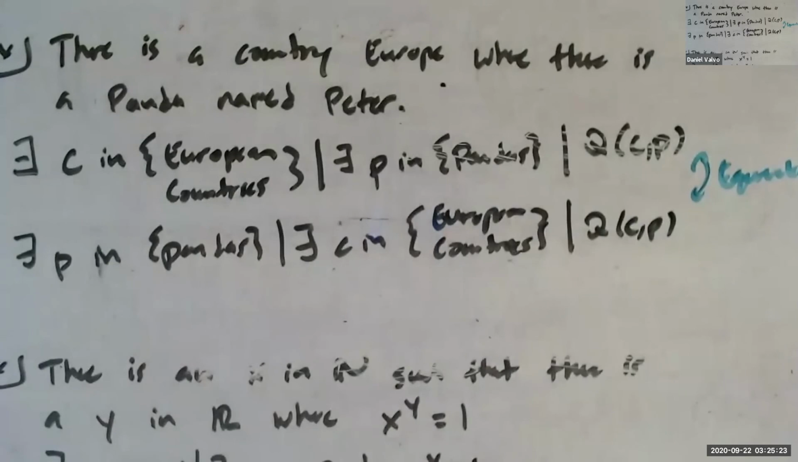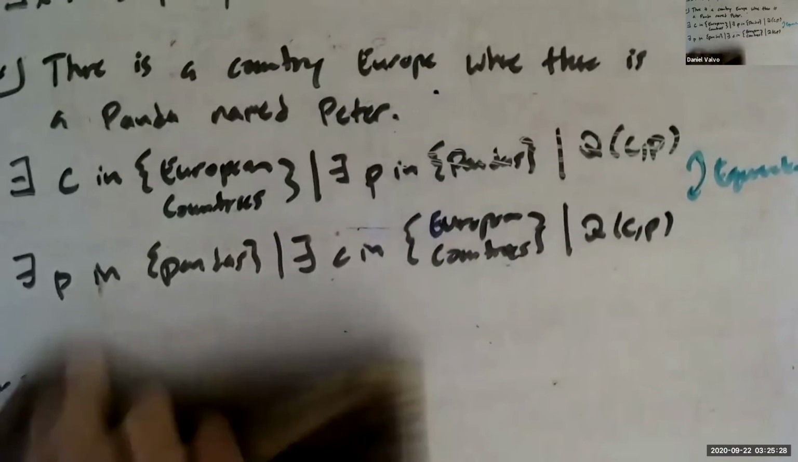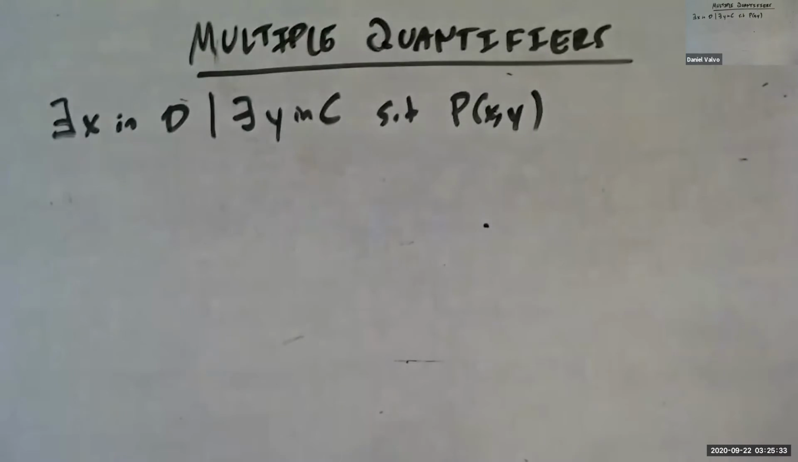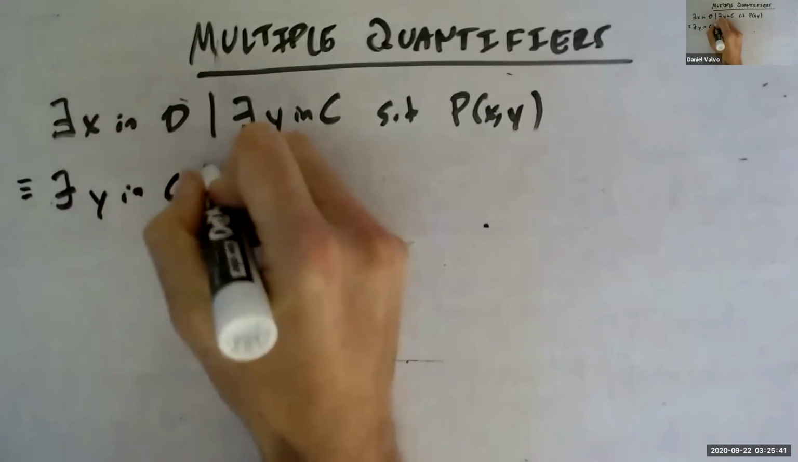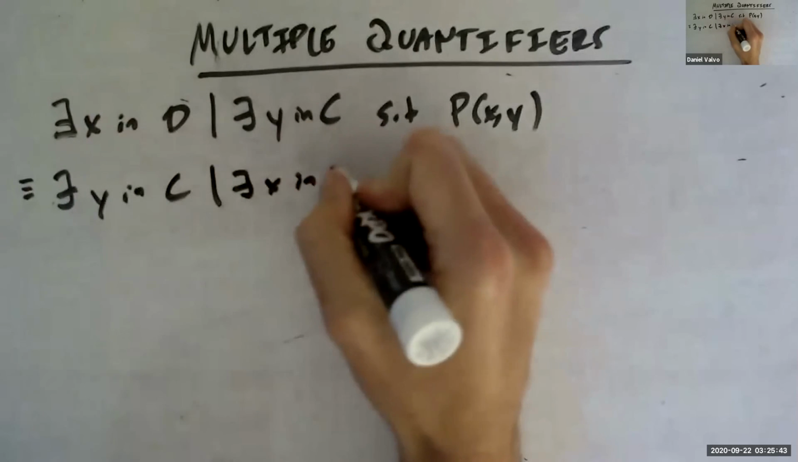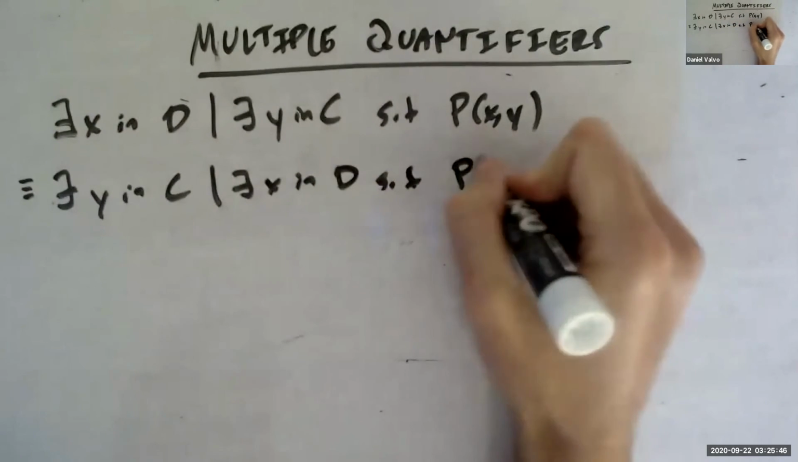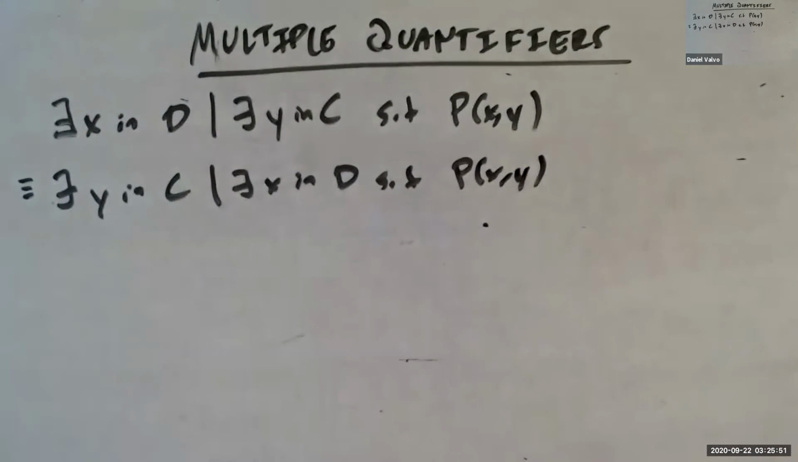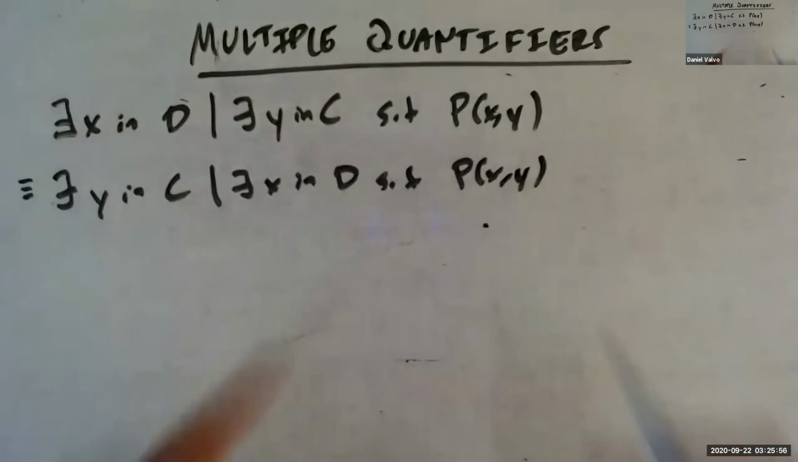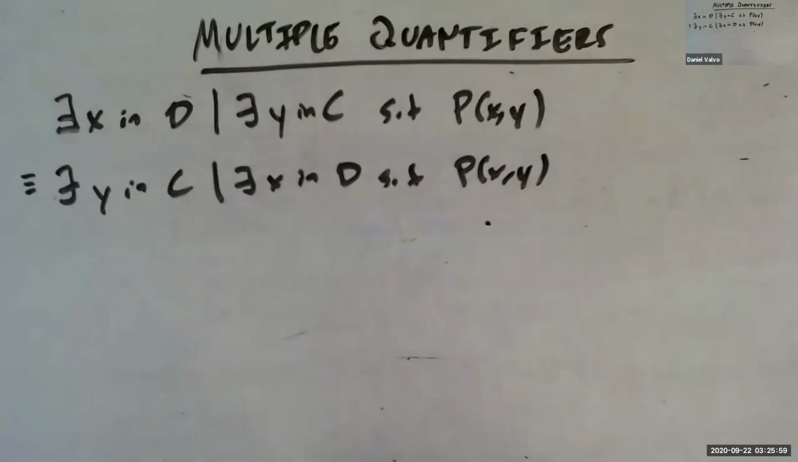And it's not just in the case of pandas and countries, it's always equivalent. So what we got right here is going to be equivalent to there exists a Y in C, such that there exists an X in D, such that P of X, Y. Always equivalent. Doesn't matter what order you find them in. The point is we found a specific X and a specific Y that satisfies P of X, Y. Make sense?